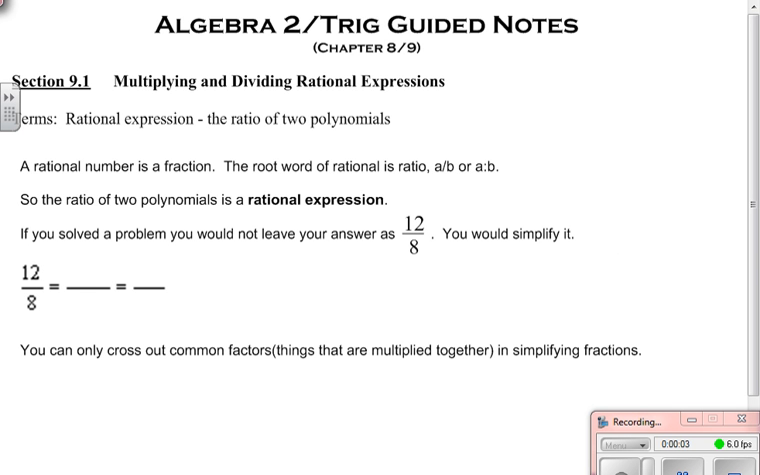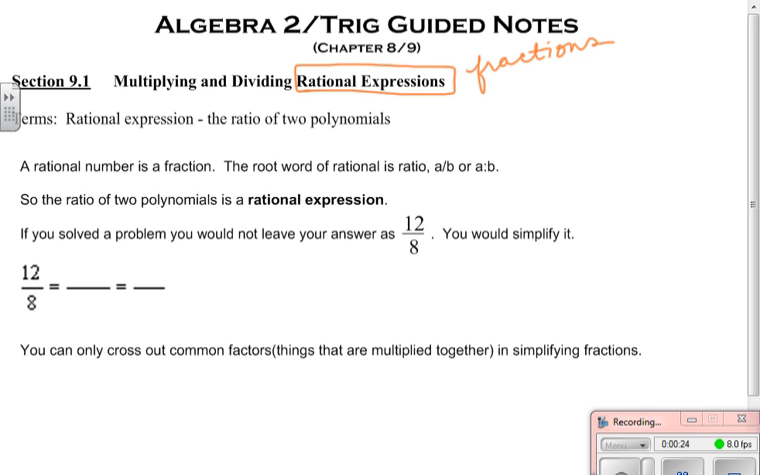Lesson 9.1 is going to go back to, again, things you've learned in Algebra 1. We reviewed them in geometry. So we are going to start working with those rational expressions. Remember, these are the fractions with variables, and we are going to talk about multiplying and dividing.